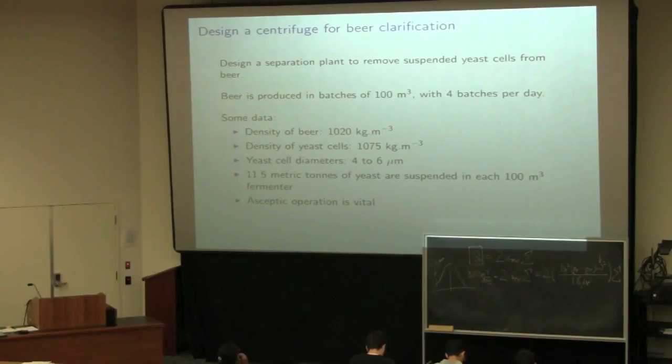Especially when you're purchasing a new unit, you never know what it might be repurposed for in the future. You may move to using a different yeast culture that has smaller diameters. So you'd want to slightly oversize the unit. So we know dp, we know those densities, we know the viscosity. The only two pieces of information we don't know are omega and sigma.